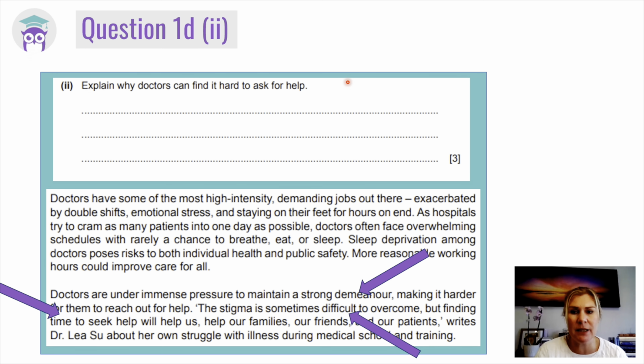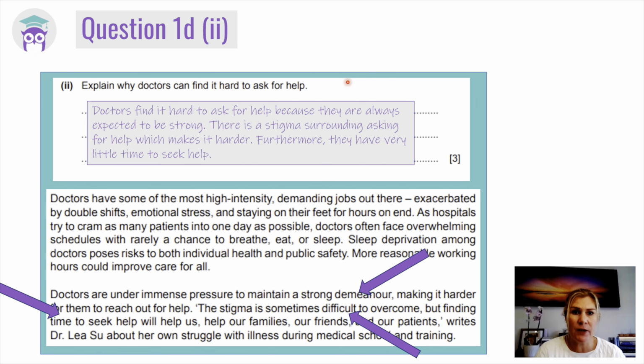So something like this would work. Doctors find it hard to ask for help because they are always expected to be strong. There is a stigma surrounding asking for help, which makes it harder. Furthermore, they have very little time to seek help. So I've just summarised those 3 ideas for those 3 points. Okay, 3 marks, 3 things. Always have that in your mind with this part of the paper.